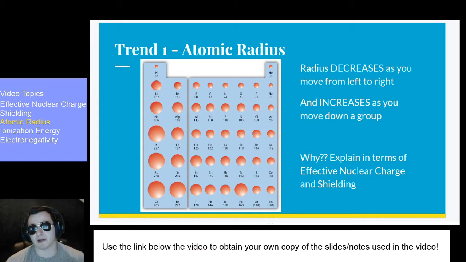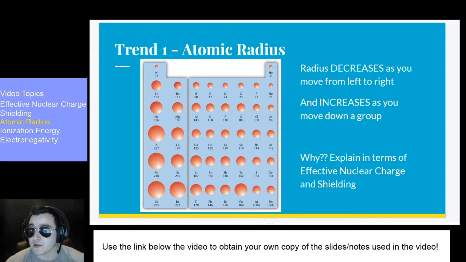We're going to start with atomic radius, and then we'll talk about radius or radii of the ions and the changes they experience when they lose or gain electrons. Anyways, starting with atomic radius, the radius is going to decrease as we move from left to right. Now, you could simply memorize that, right?